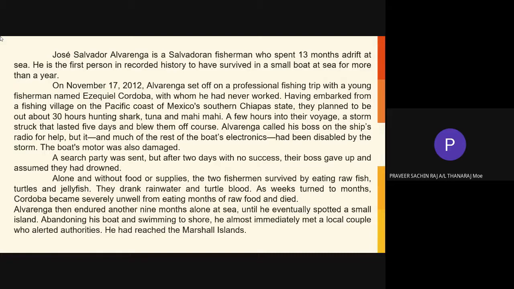Alone and without food or supplies, the two fishermen survived by eating raw fish, turtles, and jellyfish. They drank rainwater and turtle blood. As weeks turned into months, Cordoba became severely unwell from eating months of raw food and died. Alvarenga then endured another 9 months alone at sea until he eventually spotted a small island. Abandoning his boat and swimming to shore, he almost immediately met a local couple who alerted authorities. He had reached the Marshall Islands.